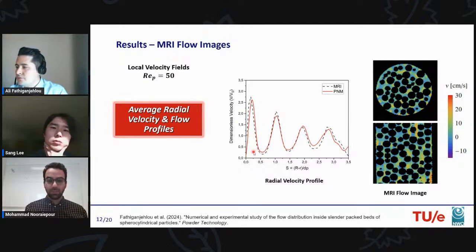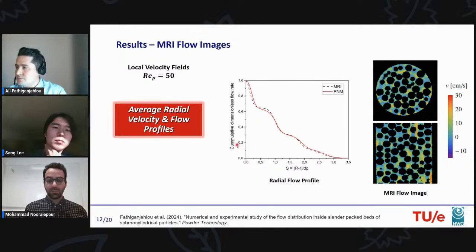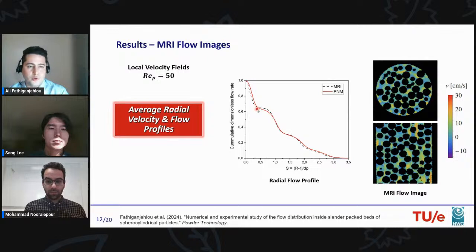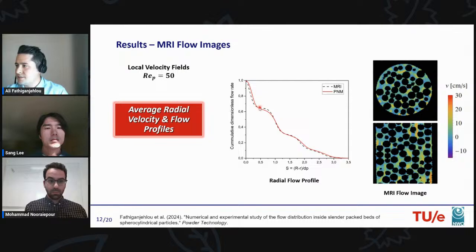In order to investigate this in more detail, we plotted the cumulative dimensionless flow rate profile. Here we can see that close to the column wall, around 40% of the flow is passing through the wall region. So we quantified the flow channeling there, and this is captured by both PNM and MRI.